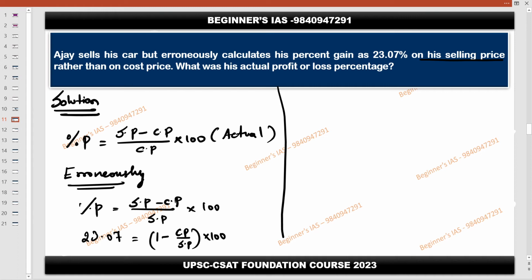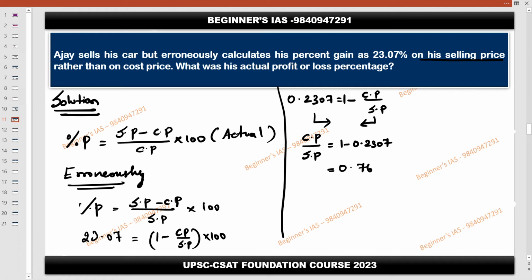If you divide with 100, then 2 zeros you have to move. Therefore 0.2307, which is equal to 1 minus CP by SP. Then bring this towards the LHS, bring this towards the RHS. CP by SP, which is equal to 1 minus 0.2307. So what would be the answer? 1 minus 0.2307, therefore 0.7693. So you have calculated CP by SP.